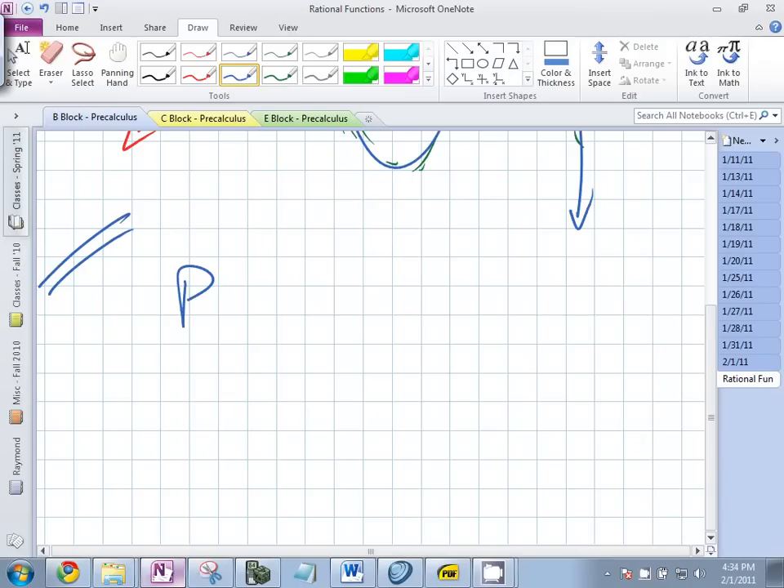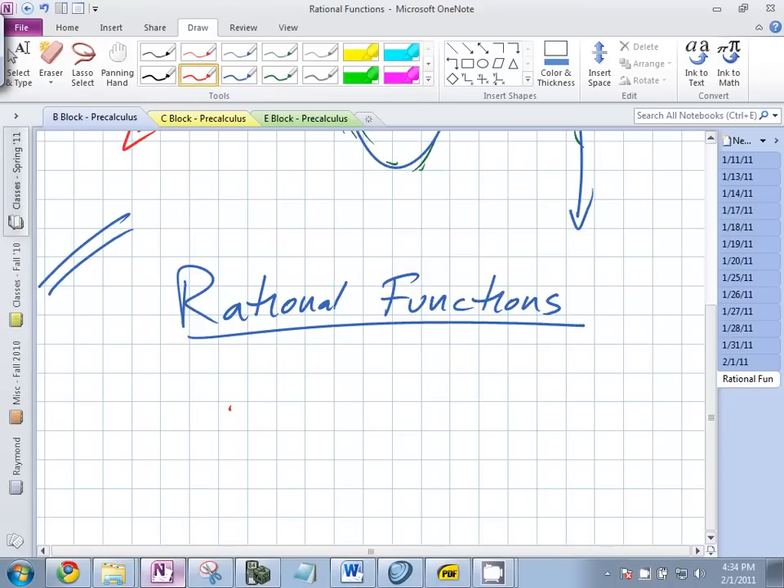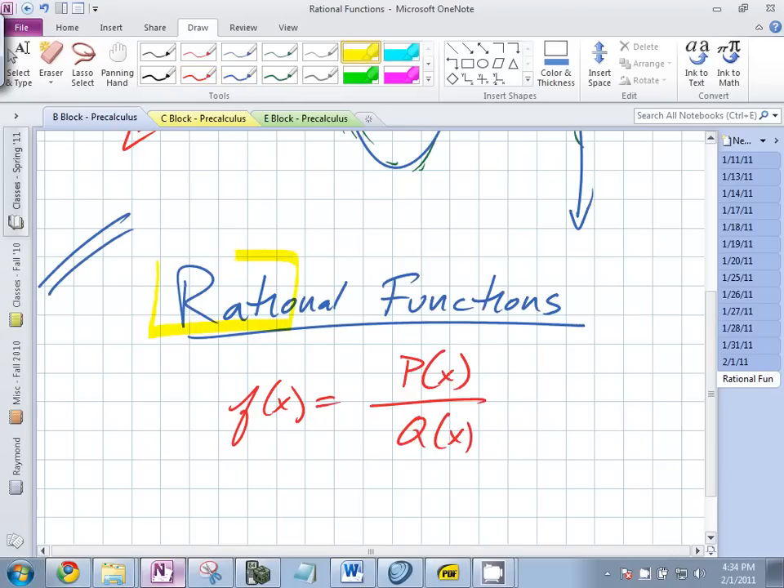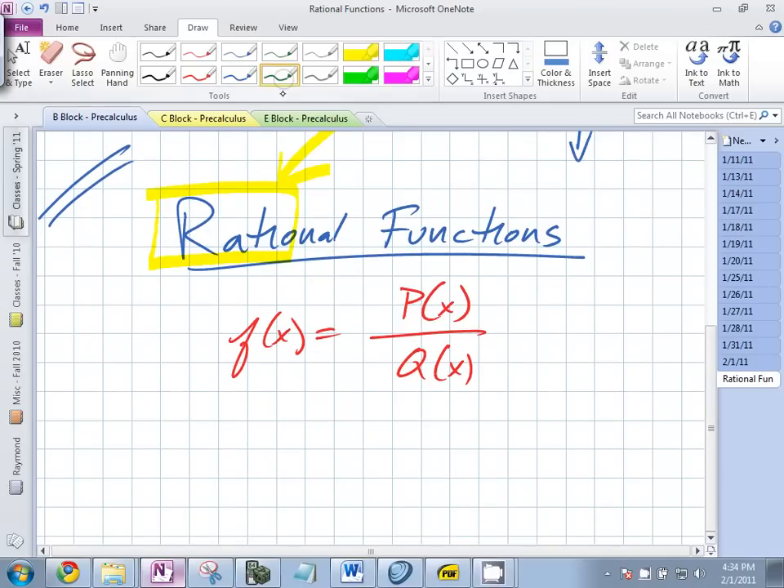We're going to learn about rational functions. Simply put, a rational function is a ratio of two polynomials. If you ever get lost, what you can focus on, the first 5 letters here, ratio. Rational functions are a ratio of two polynomials.